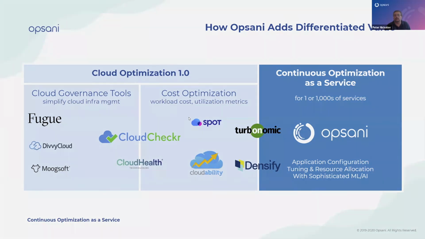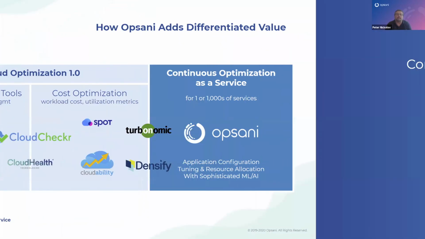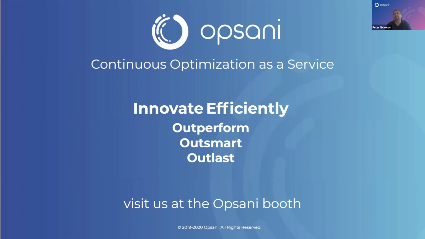Again, with continuous optimization as a service, you can innovate more efficiently. You can outperform your competition by having your application well-tuned and having better end-user performance. You outsmart your competition because you can have your engineering team work on adding new features instead of doing trial and error configuration changes. And you can outclass them by using your resources more efficiently.